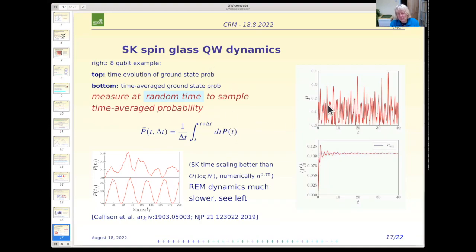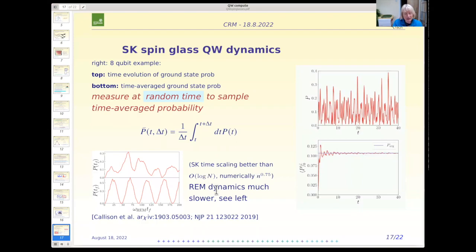So operationally, we can do this. We repeat the run and sample at a bunch of different times. And the average of those samples will converge to the probability of finding the ground state. The scaling of this convergence time, which I won't show you the graphs for, is very fast, as I said. It's of order log n. Numerically, we find that the scaling is even a little better than that. It's 0.75. So little n is log of big N.